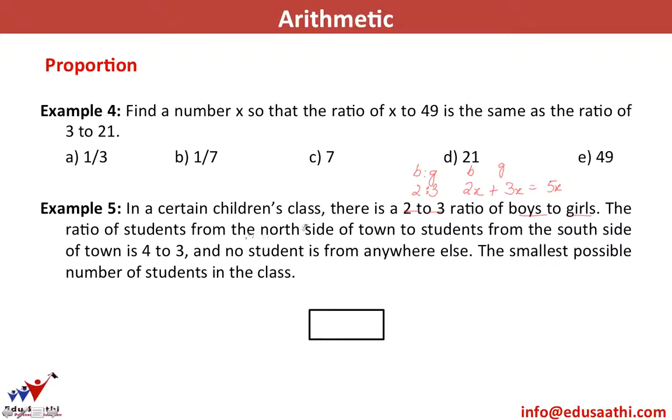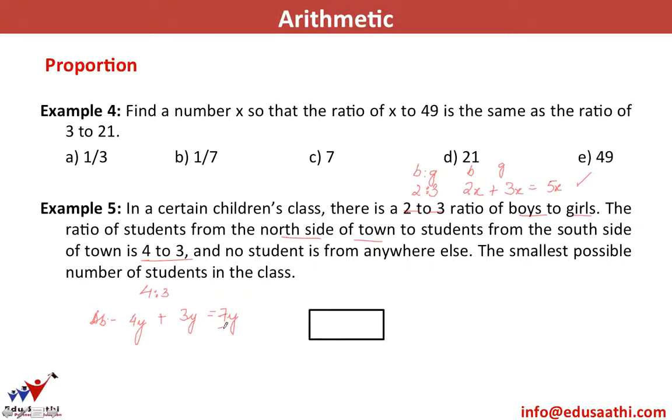The ratio of the students from the north side of the town to the students from the south side of the town is 4 is to 3. Now, this is the ratio of the students from the north and the south. If I have to write it in absolute value, I would write 4y and 3y. I would not use the same variable x, because x has already been used when I was calculating the number of boys and girls. I cannot use the same when calculating another ratio, because it is not necessary that the common factor should be the same.